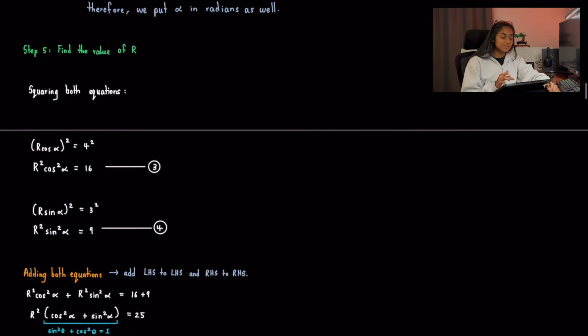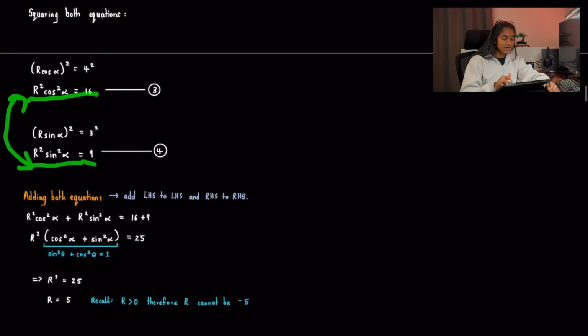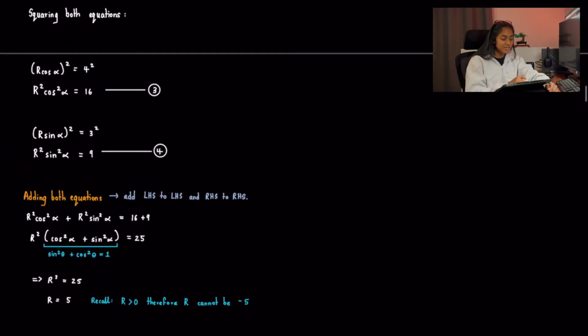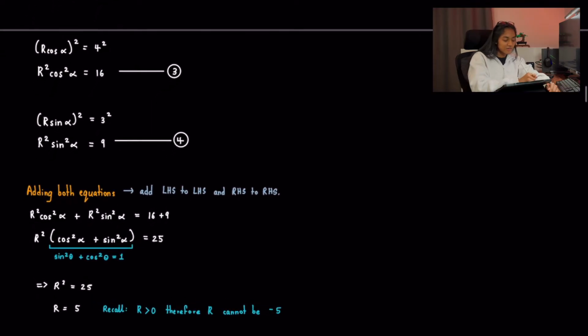Then we're going to find the value of r. To do this, we're going to square both the equations. So again, the equations come in useful. And when we do that, what we're going to do is add both of them, okay? After adding the left hand side to the left hand side and the right hand side to the right hand side, we can easily solve for r.